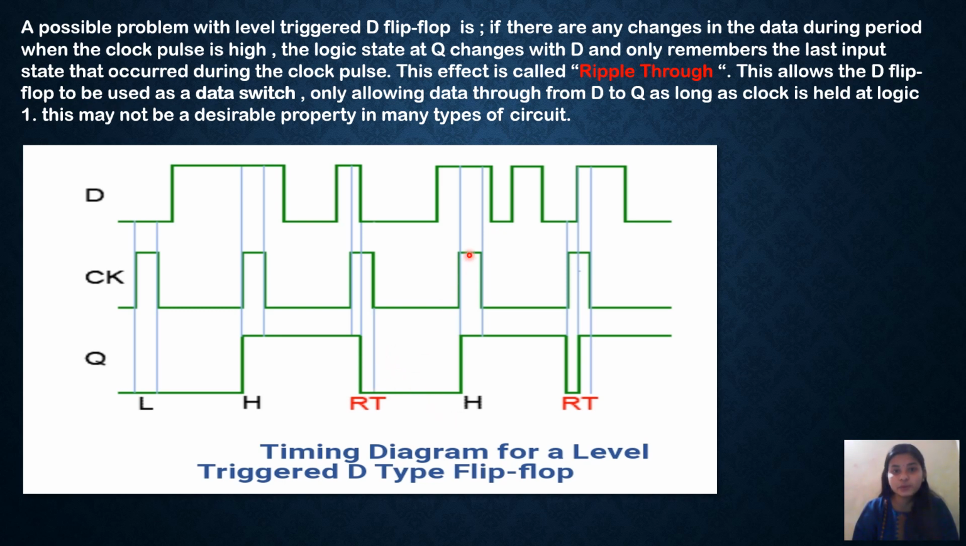Next, when clock is at 1, data is at 1, so Q is at 1. When clock is at 1, during this period, the data is transitioned from 0 to 1. The same thing is reflected in the output. Next, when clock is at 0, the Q has to retain its previous state. Now the flip-flop remembers its previous state as 1 only, not the transition from 0 to 1. Hence, the Q retains its previous state as 1.